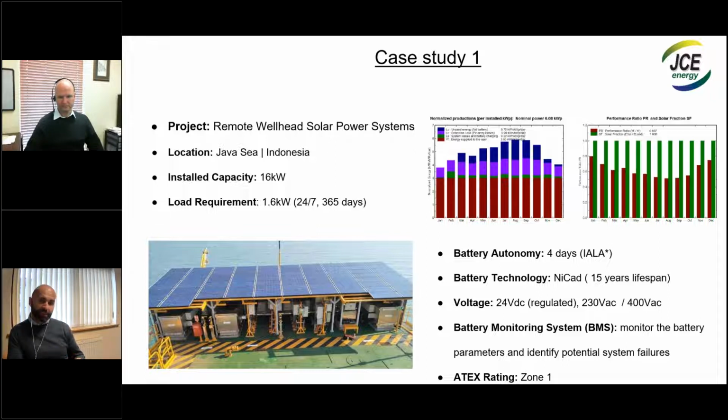The peculiarity of this system is that we developed a unique system, the battery monitoring system, BMS. Every single cell used in this project has been monitored and the data sent constantly to the client onshore, so that the client can also see potential failures of the system. Let's go to the next slide, please.